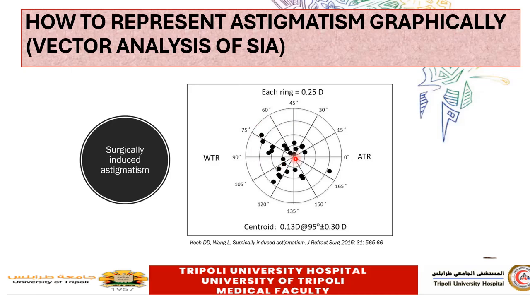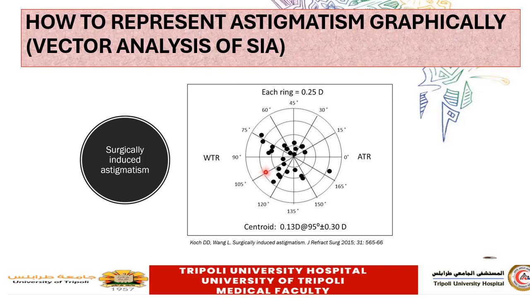The vector has a magnitude that ranges from 0 up to 0.25, which is the first ring. The second ring is 0.5, then 0.75, then 1, then 1.25, and so on. Each ring represents 0.25 diopters. And this is the degree, which represents the direction of the vectors. Now, if you have plenty of data and you want to represent the astigmatism in this polar representation, in contrast to the Cartesian representation, it will appear like this.